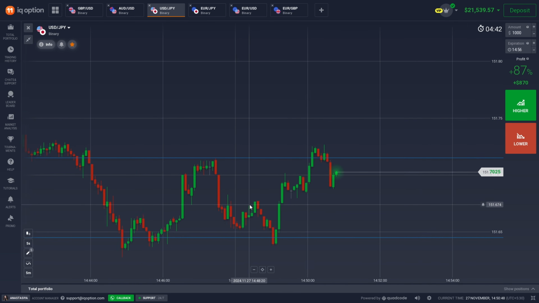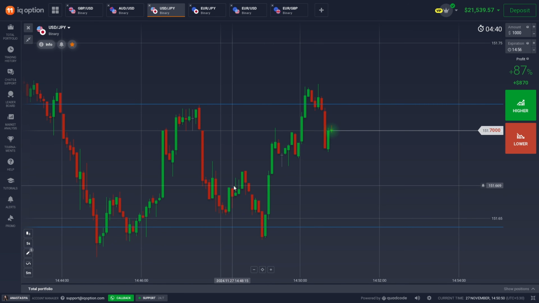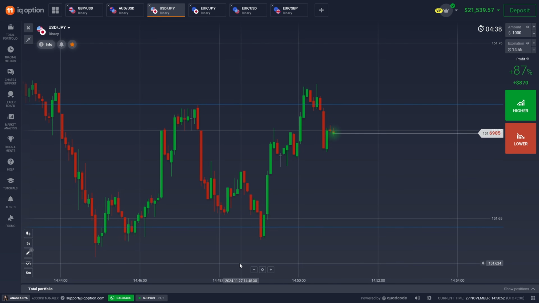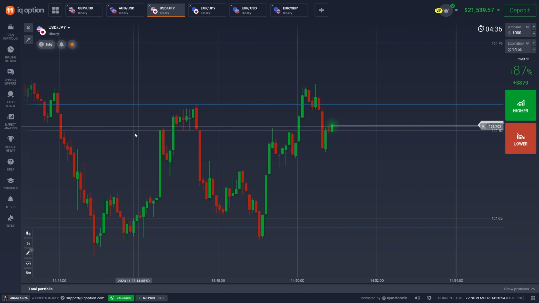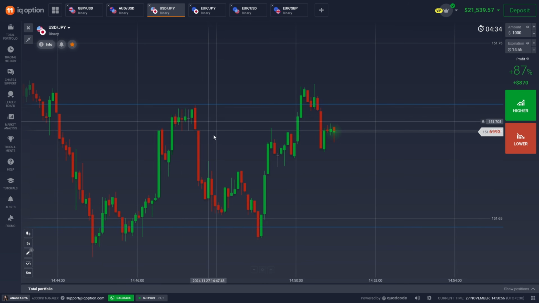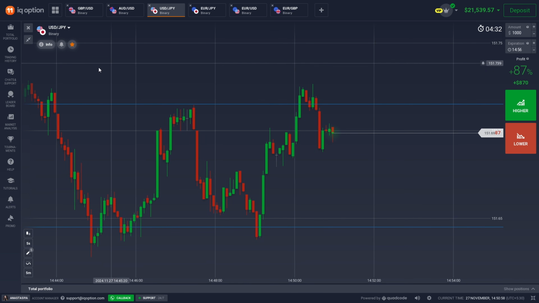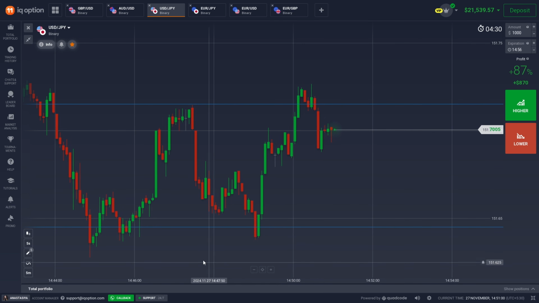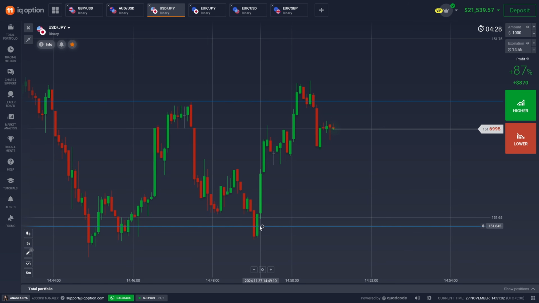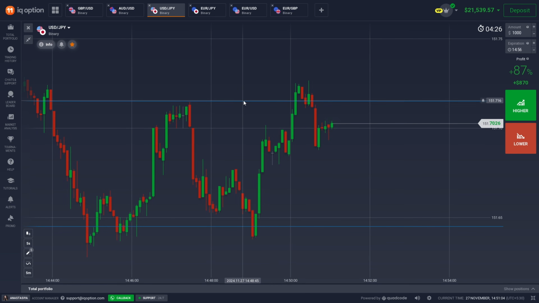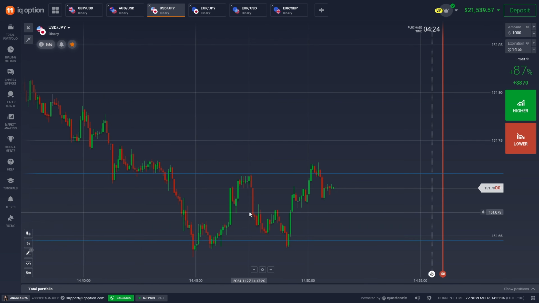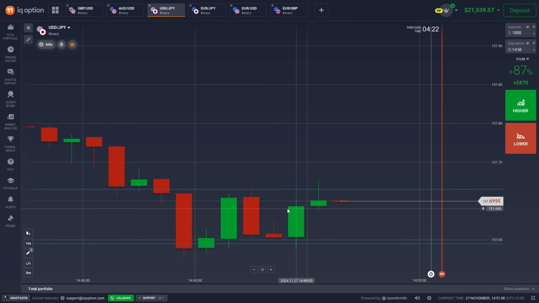So if you just look at this chart, can you say that the buyers are strong? No. Can you say that the sellers are strong? No. Both of them are in equilibrium, and that's why this is a ranging market. So the market has created a range. This is particularly the range. Now we have to wait for a strong entry.